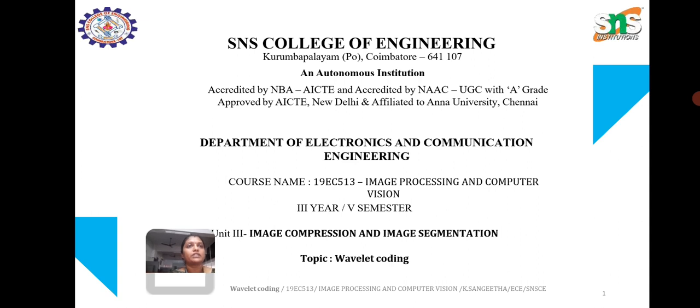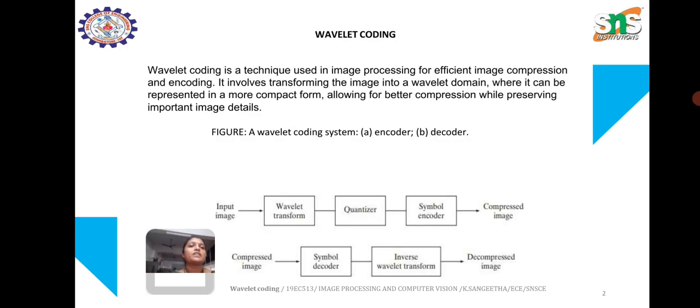And we saw the advantages of using transform coding. The main advantages are energy compaction, compression efficiency, reduction of redundancy, flexible compression control, smooth image reconstruction, and it can handle various image types. So in this video we are going to see about wavelet coding. First we will discuss the basics of wavelet transform.